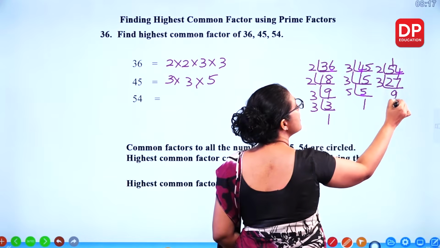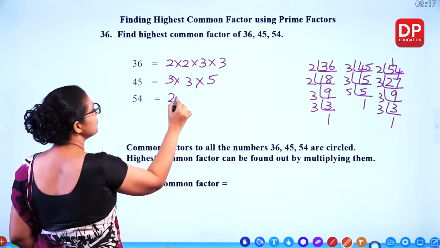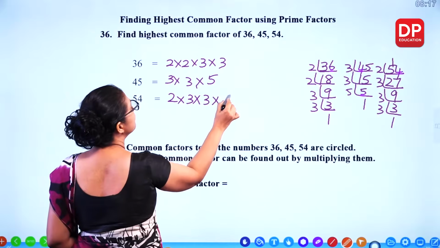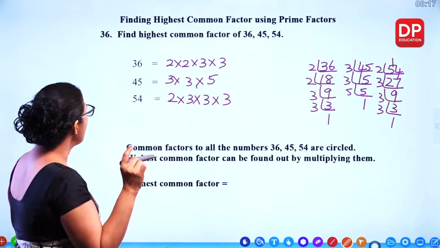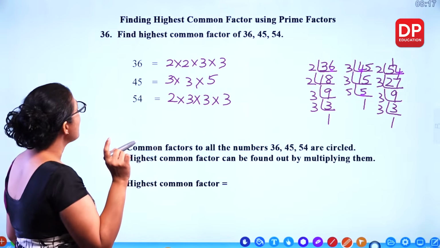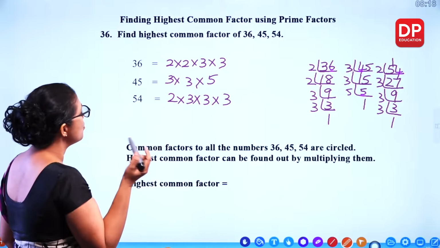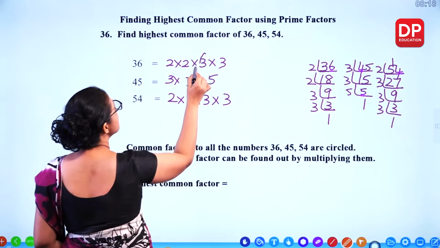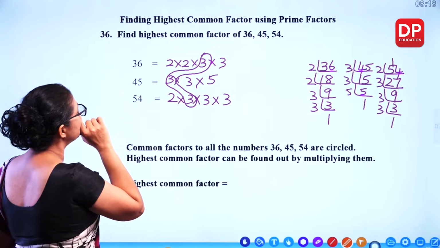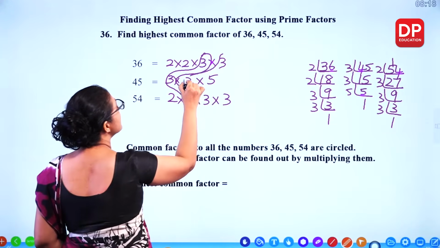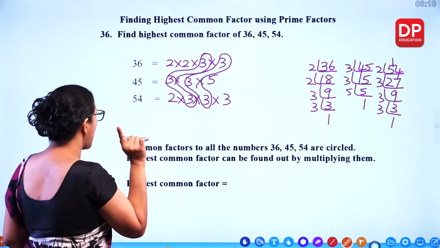Then divide by 3. 3. 2 times 3, 3, 3. Now these are the prime factors. So how do we find the highest common factor? We find the common ones and multiply. What's common? 2 is not common. 3? Yes, you get 3, a common one. Another 3 is common. So you get 3 two times.